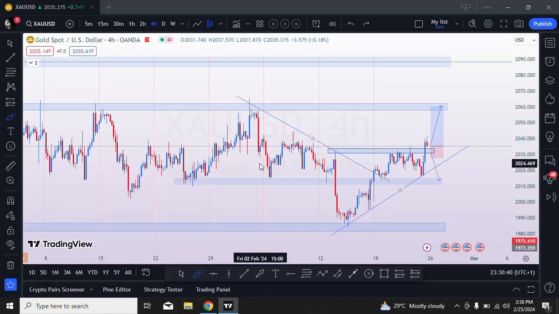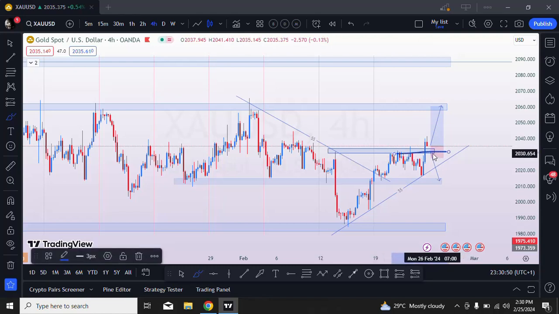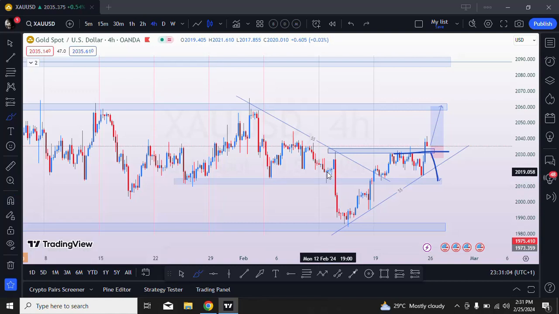And my number two bias is that if price now fails, right, continues to fall and breaks below this level, I'll be looking for a sell opportunity back to this key zone. Remember this place is a key zone, tested several times in the past. So this place is a very strong area. So that's my number one.